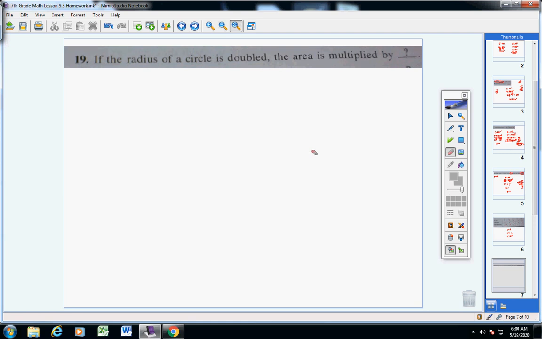If the radius of a circle is doubled, then what happens to the area? Now, you would think that if the radius is doubled, then the area is also multiplied by 2. Let's see if that's true, okay? Let's just make up a problem. Let's say your radius is 3, and then I double it, and your radius is 6. Let's see what happens to the area, okay?